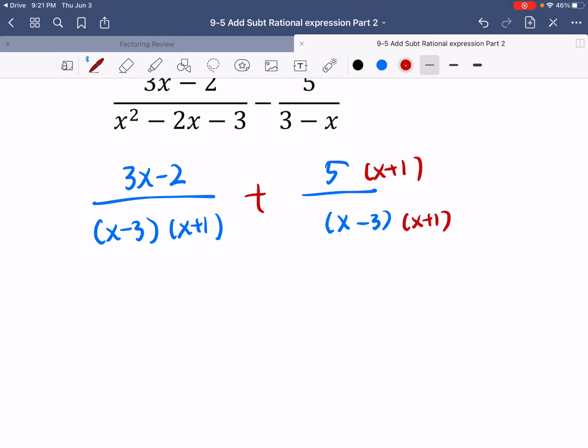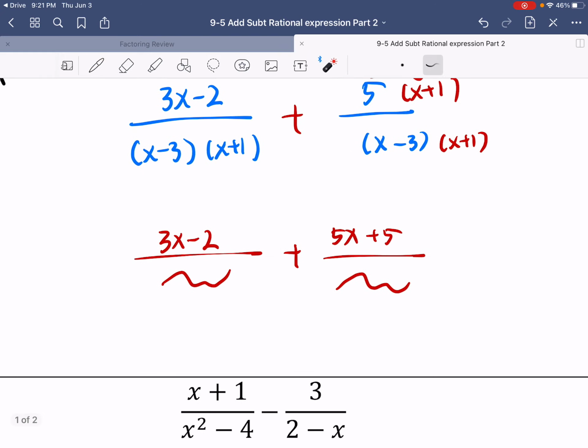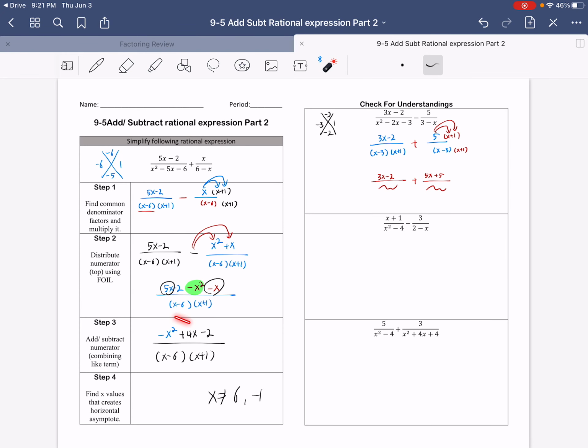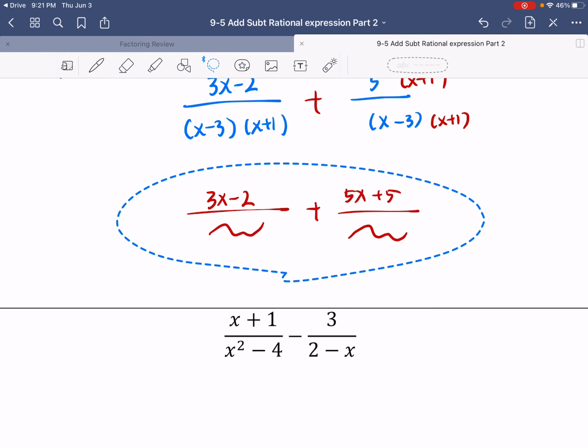Right? So let's do it. 3x minus 2 over, I'm not gonna write the denominator because I'm lazy, but 5 times x is 5x. 5 times 1 is plus 5 over the same denominator here. And since it is plus, I don't have to do what I did here because it's simply not practical. So let's do it.